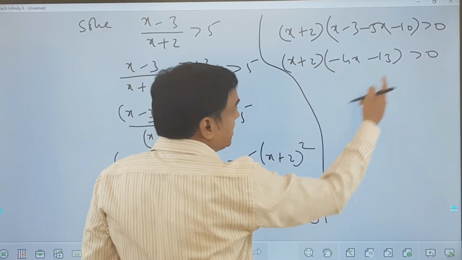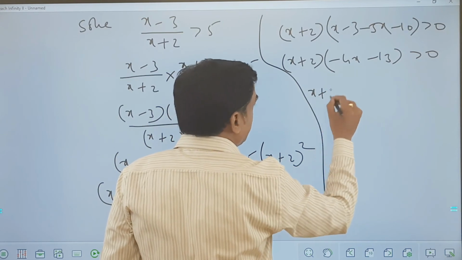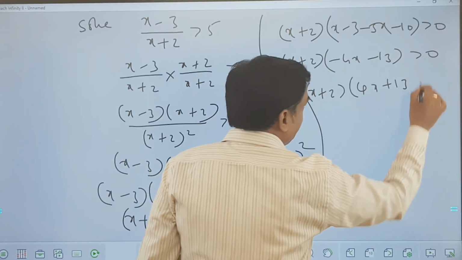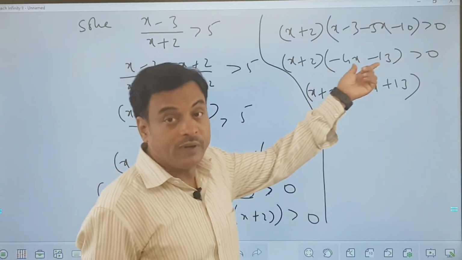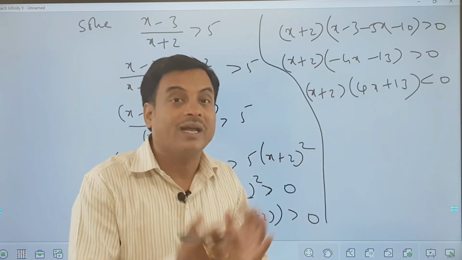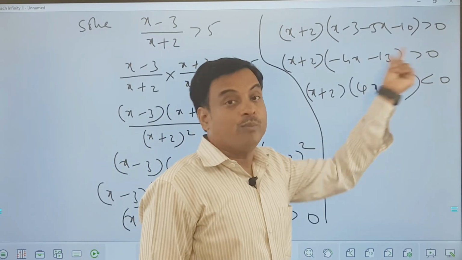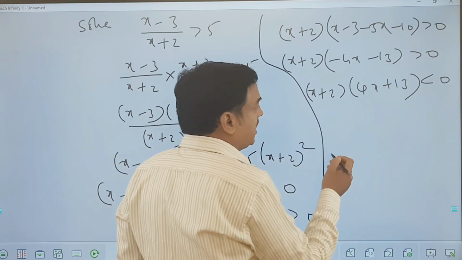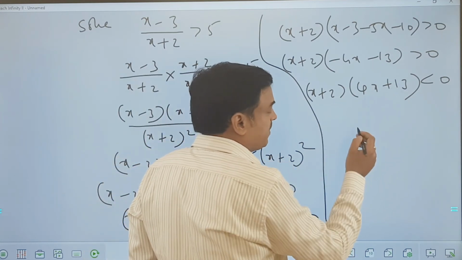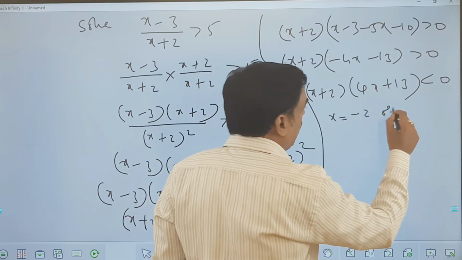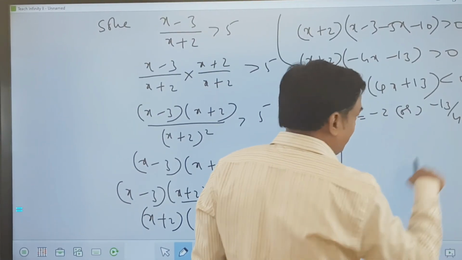I'll change the signs here, and the inequality should change. So x plus 2, please listen to this, I'll take 4x plus 13. I've changed the signs of the previous bracket, and because of that the inequality changes. Basically what I'm doing is multiplying by minus 1 on both sides. Okay? So now you see here x plus 2, here 4x plus 13. If I equate it to 0, the value of x will be minus 2 or minus 13 by 4.